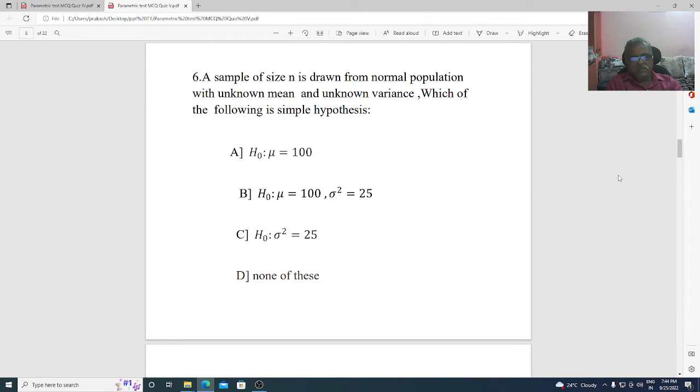Question number 6. A sample of size n drawn from normal population with unknown mean and unknown variance, which of the following hypothesis is simple? Option A, H naught mu equal to 100. Option B, H naught mu equal to 100 and sigma square equal to 25. Option C, H naught sigma square equal to 25. And option D, none of these. The correct option is option B, mu equal to 100 and sigma square equal to 25.